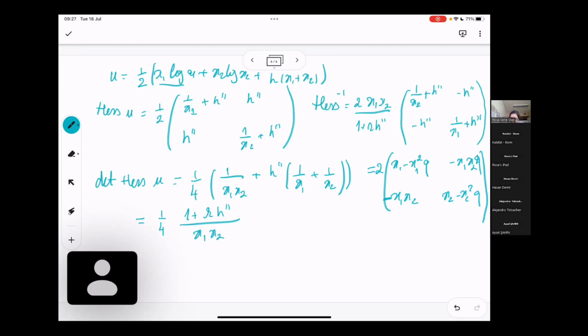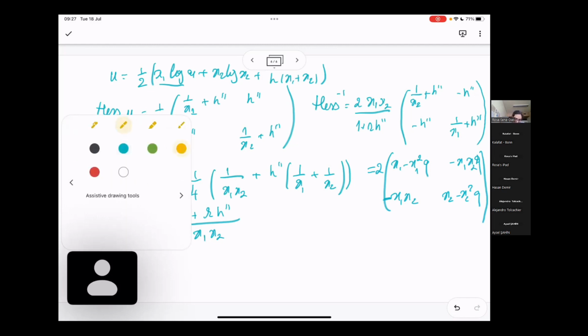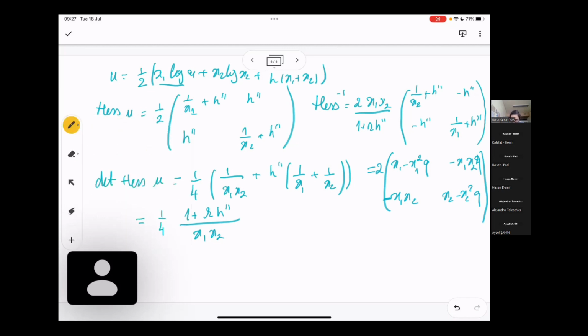Okay, and this Q, if it follows from the calculations, is H prime prime 1. So it has as much information as H prime prime. So if I'm looking for an H, I can instead look for a Q. Okay, so now let me use Abreu's formula.